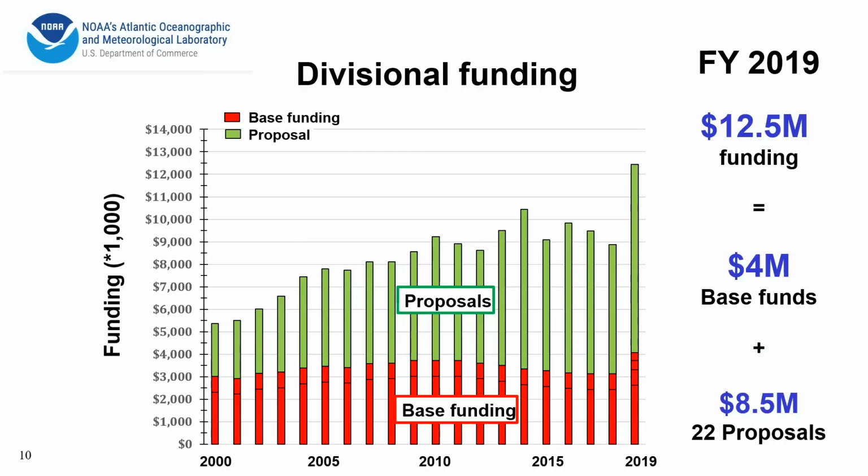This is our funding through the years in our division. Our current funding is approximately $12 million, 8.5 coming from proposals. I included there the supplemental funding that we receive, and as it was stated before, it comes from gliders. And the base funding has remained flat during the years.